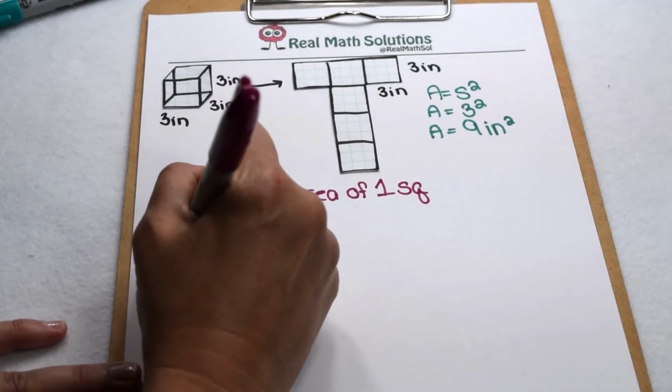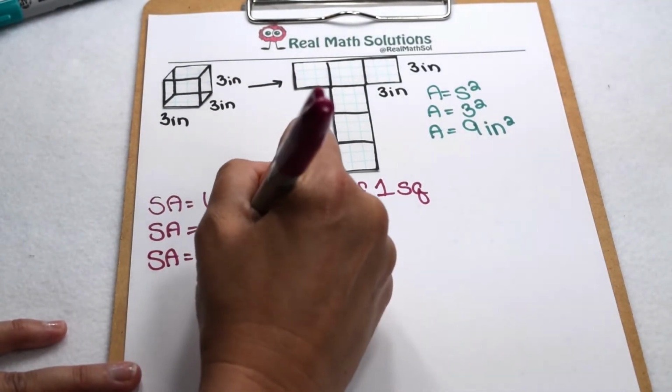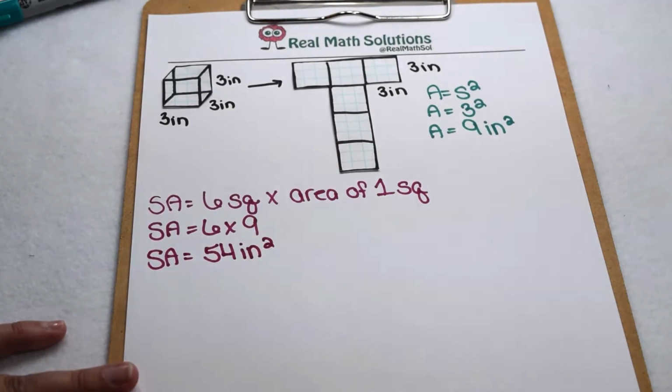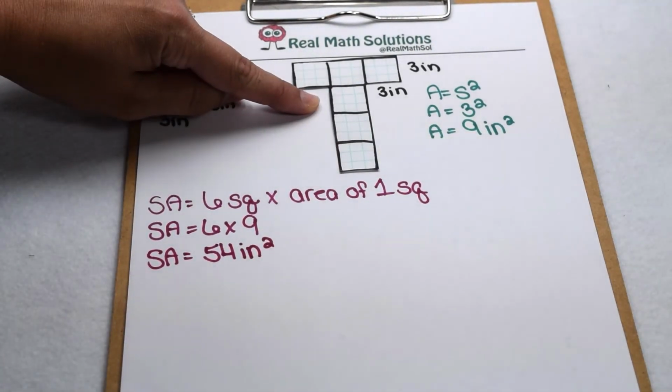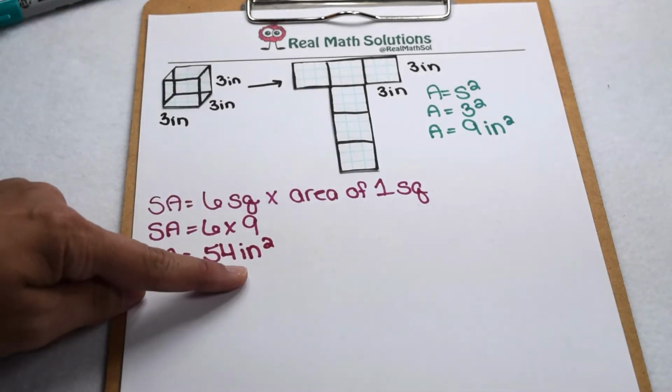6 times 9 is 54, so that means our total surface area is going to be measured as 54 square inches. Since surface area is a two-dimensional measurement, it's labeled in square units.